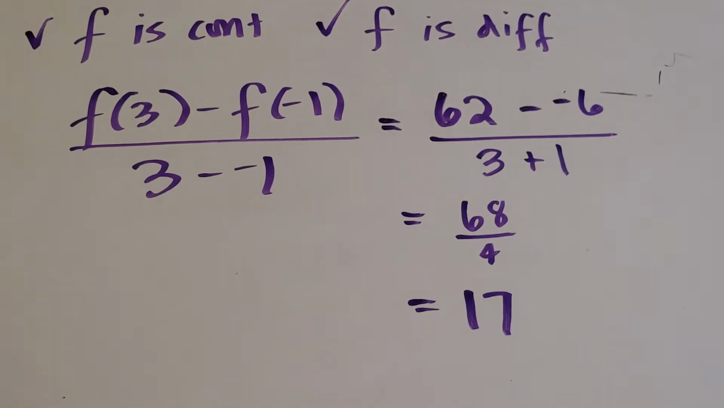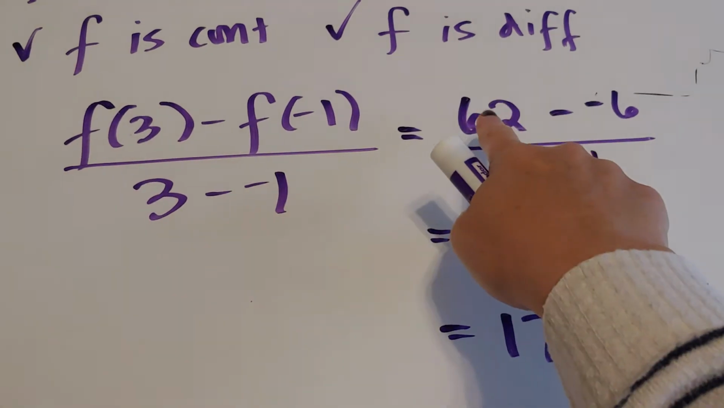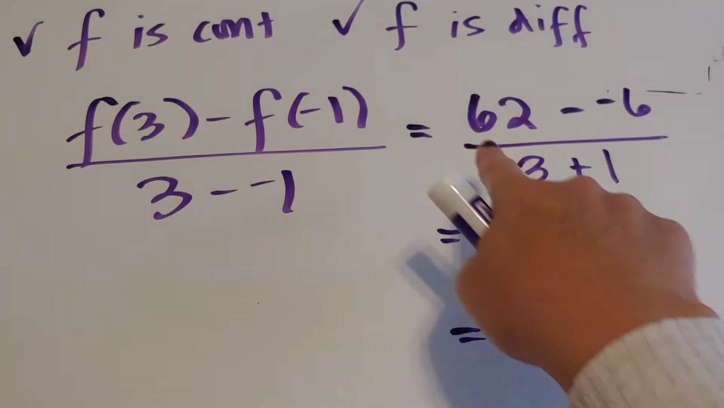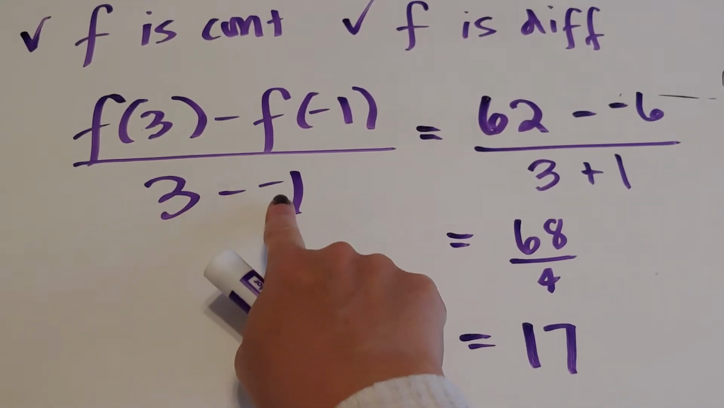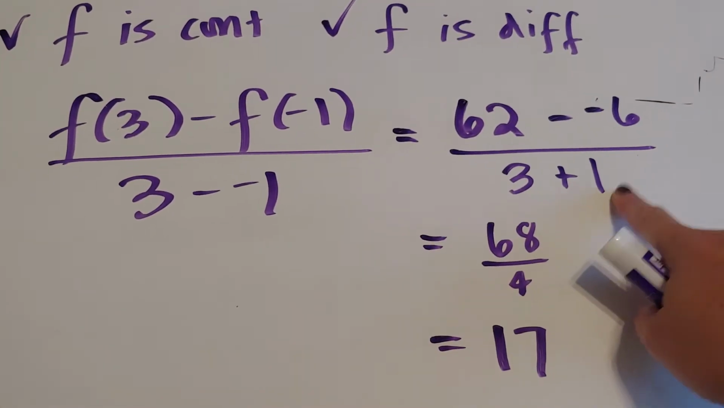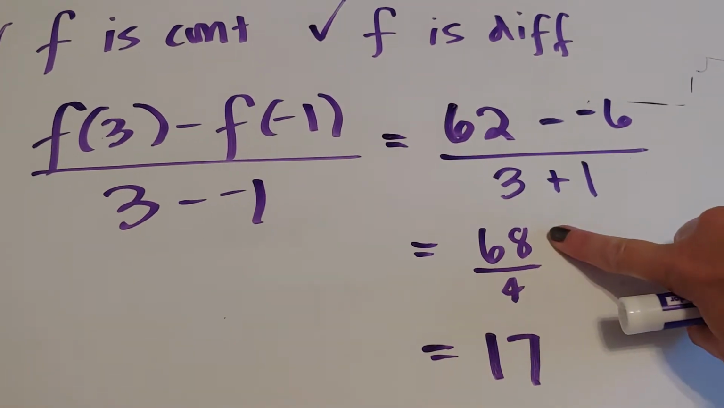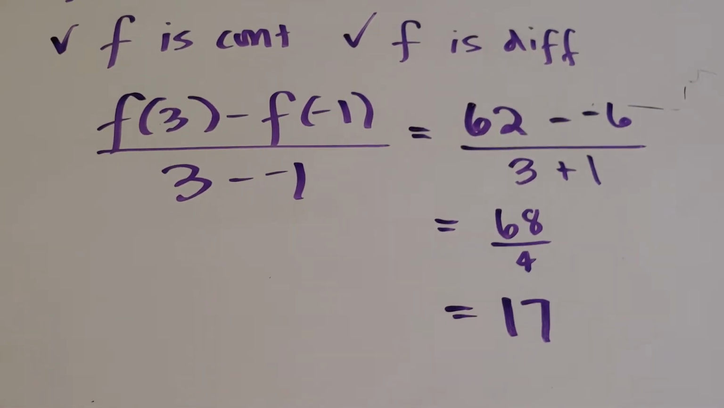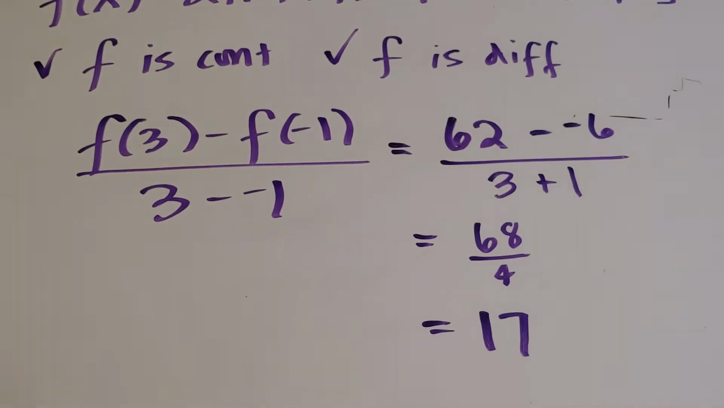I did some number crunching. F of 3 is 62. F of negative 1 is negative 6. And I do have some negatives happening, so 3 subtracting a negative 1 is 3 plus 1. So the top is 68. The bottom is 4, and I get 17. Woohoo! What do I do now?